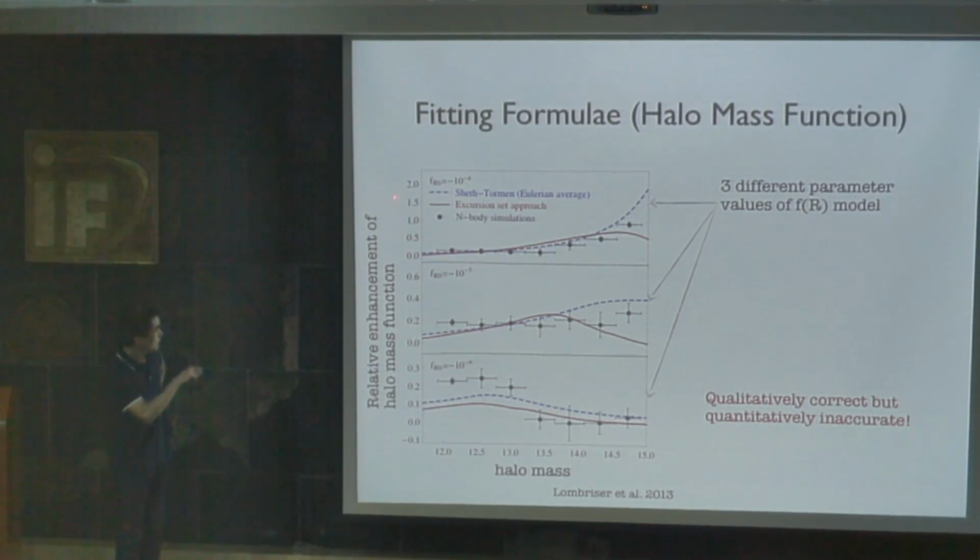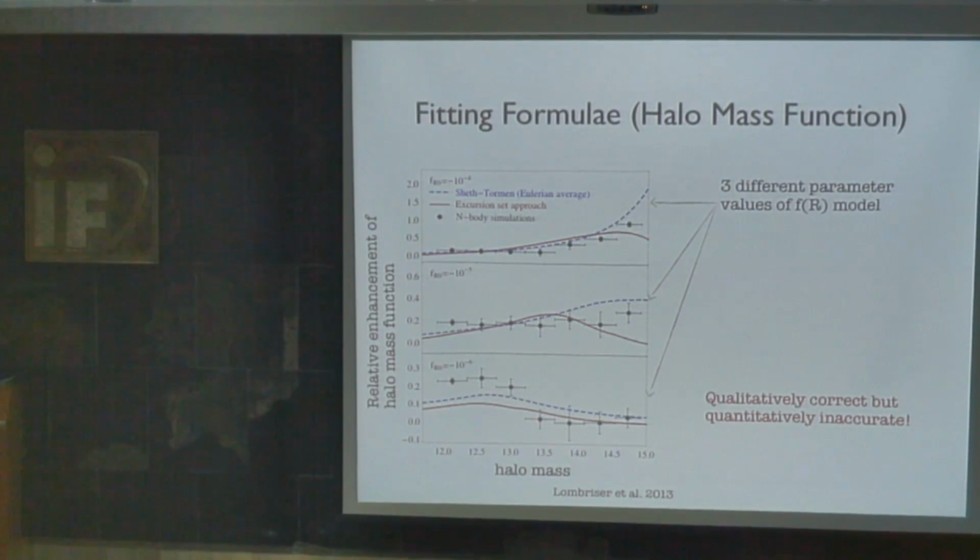So here is some example showing how that method works. This plot shows the relative enhancement of the halo mass function in f of R gravity as a function of halo mass. Large mass here, small halo mass here. These are three different parameters of f of R models. Symbols are simulations, and curves are different implementations of the method that I described just now. You can see that these methods give qualitatively reasonable predictions, but quantitatively, they are not very accurate.